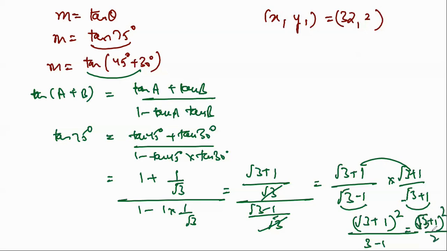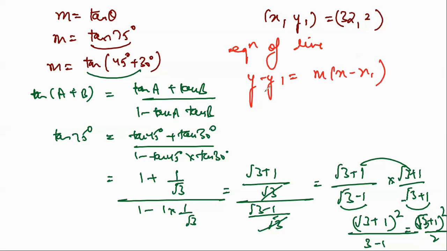Okay, so this is the value that I got of tan theta, which is the slope basically. Now, what is the equation of line? The equation of line which I have to use, because I have a point and I have m. Let me write in the next line because I don't have the page. So the equation of line when having a point and the slope is y minus y1 equals m times x minus x1. What is y1? That is 2, equals m, which is root 3 plus 1 whole square over 2, times x minus x1. So x1 is 32.